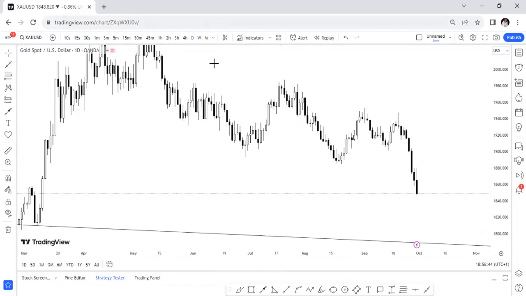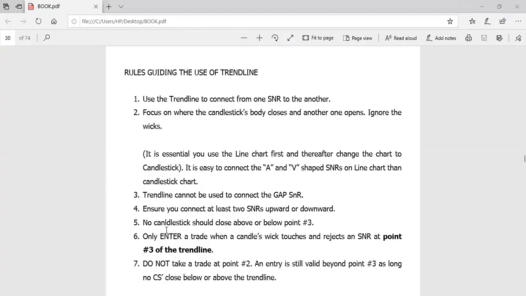Let's finish up with the introduction. Please read this very well. Only enter a trade when a candle wick touches and rejects an SNR at point 3 of the trendline. Do not take a trade at point 2. An entry is still valid beyond point 3 as long as no candlestick closes below or above the trendline.